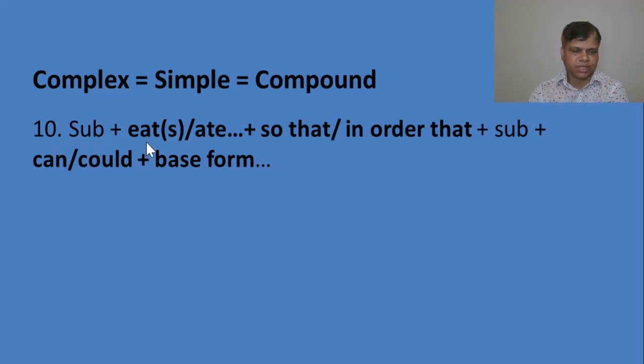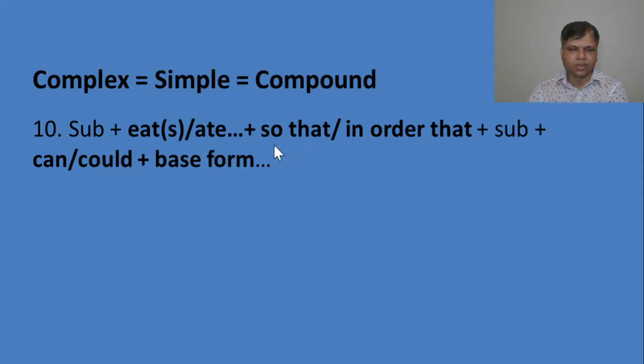Subject, eat, eats, that is base form or S form, or ate, past form, and rest of the sentence. So that or in order that, subject can base form or could base form. So if the tense of the independent clause is in present tense, we have to use can base form. If the tense of the independent clause is in past form, we have to use could base form.